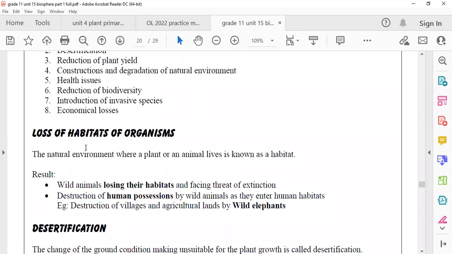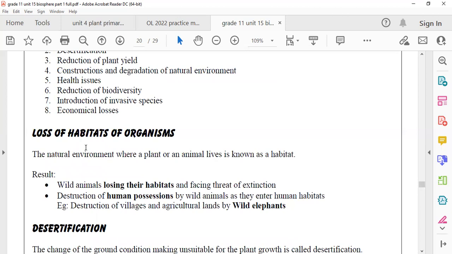First of all, they speak about loss of habitats of organisms. Humans occupy the natural environment. He clears the natural environment. So the animals and plants are losing their living environment. Because they lose their environment, there is one choice: they will die. The species will become extinct.